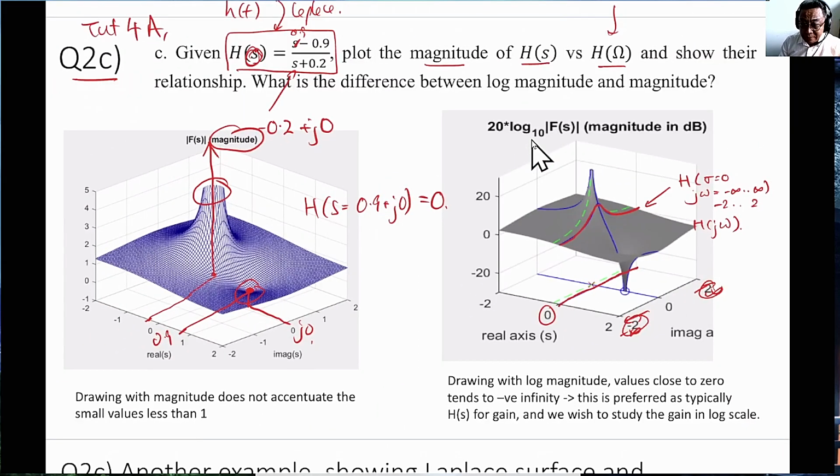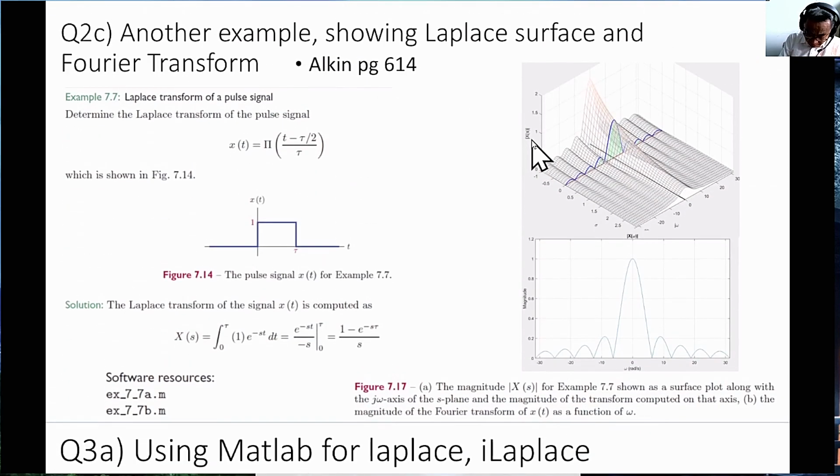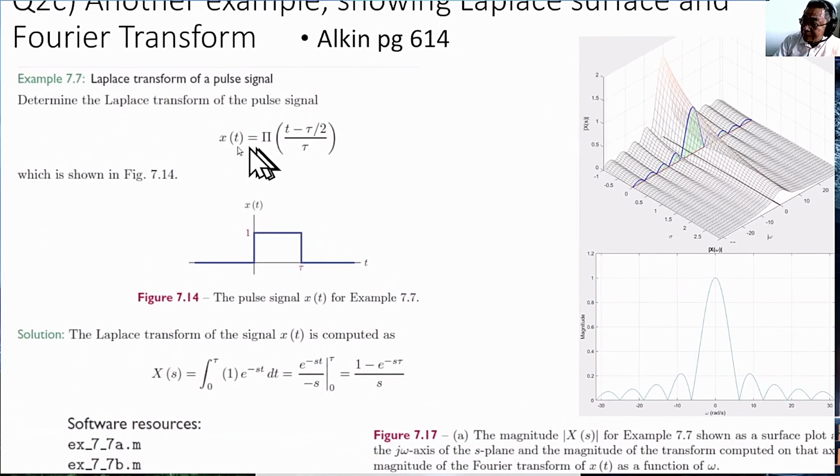I'll give you one more example of the plot between the Laplace h of s versus h of omega. In this example, this x of t is the rectangle pulse. So this x of t is this pulse over here. It has a width of tau, and it is delayed by tau over 2. So we have a unit pulse, and remember the unit pulse will produce the sinc function.